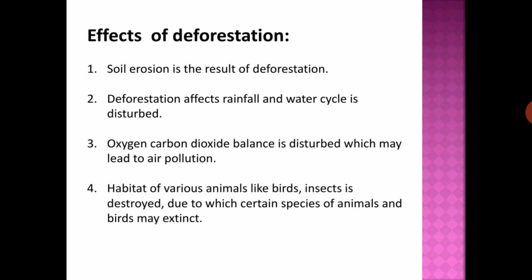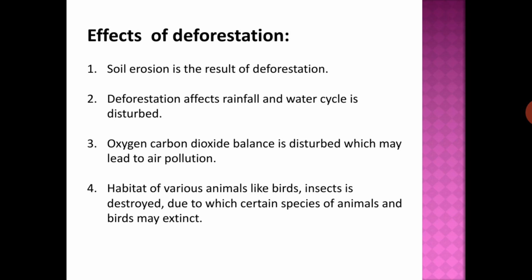So now, the effects of deforestation. By cutting of trees, what will be the effects? Soil erosion is the result of deforestation. We studied soil erosion in our previous video. If you cut a large number of trees, then there will be soil erosion. For example, you are seeing Kerala, Kodagu. By cutting of trees for deforestation, there you find so much flood also.